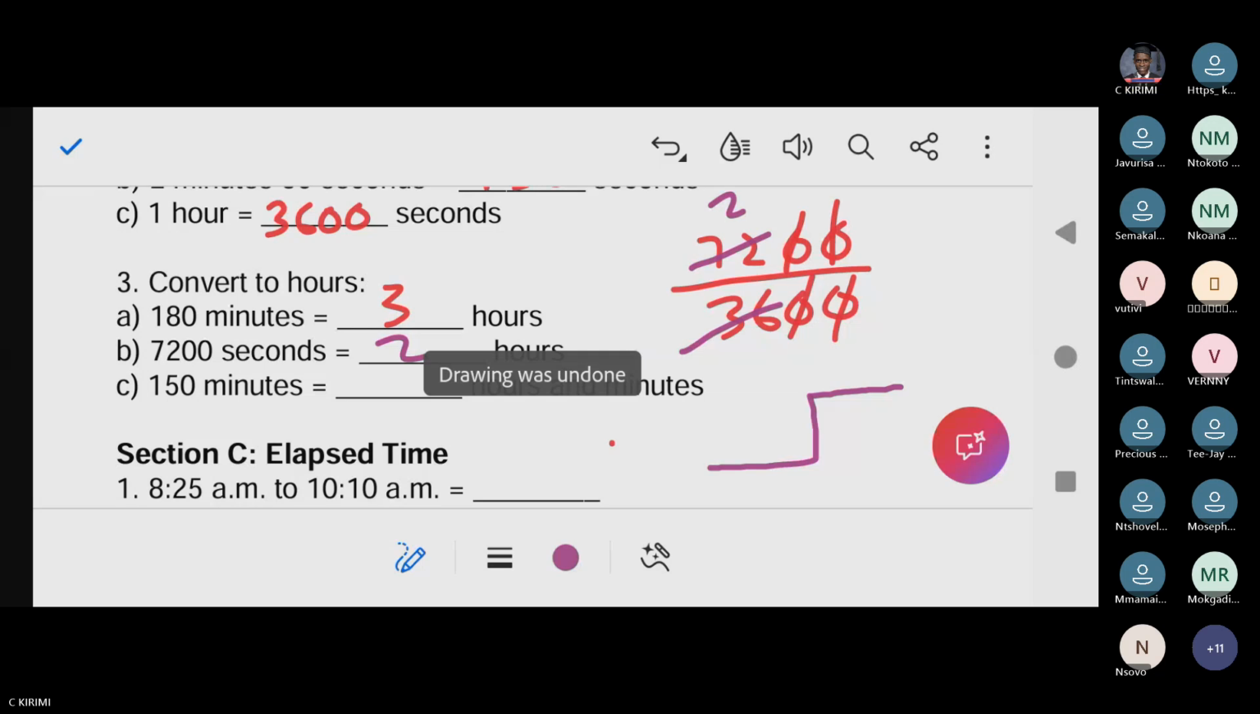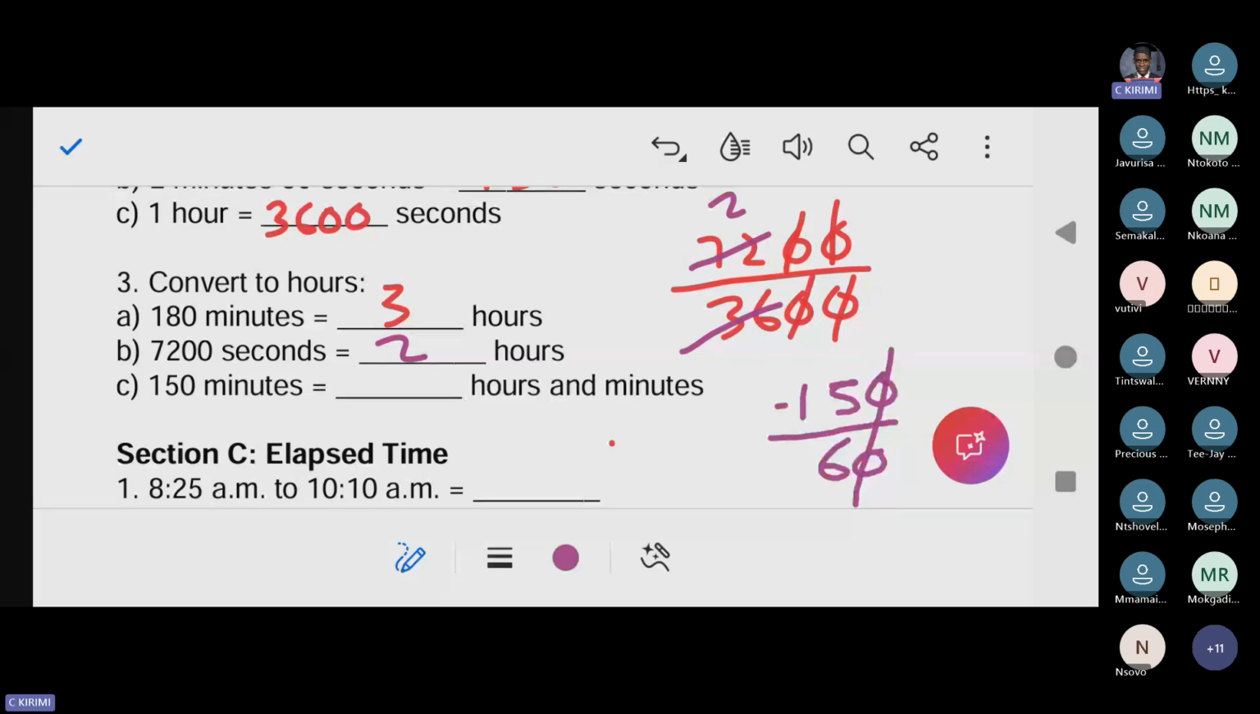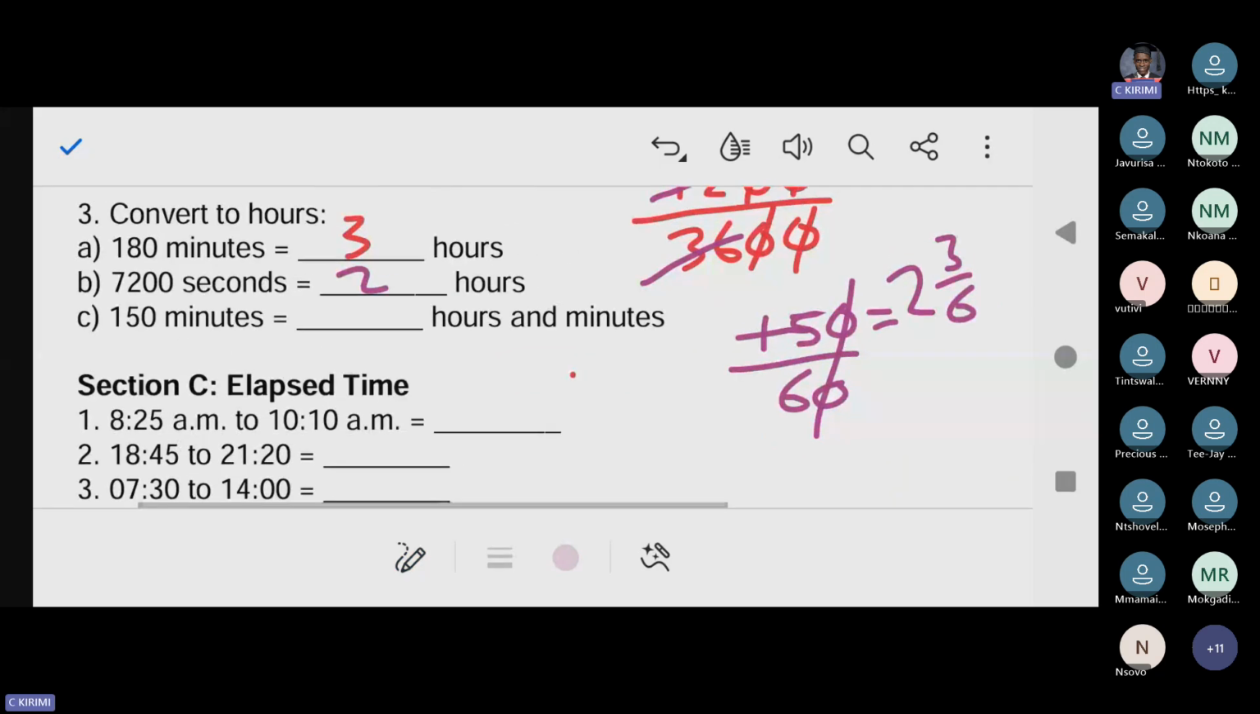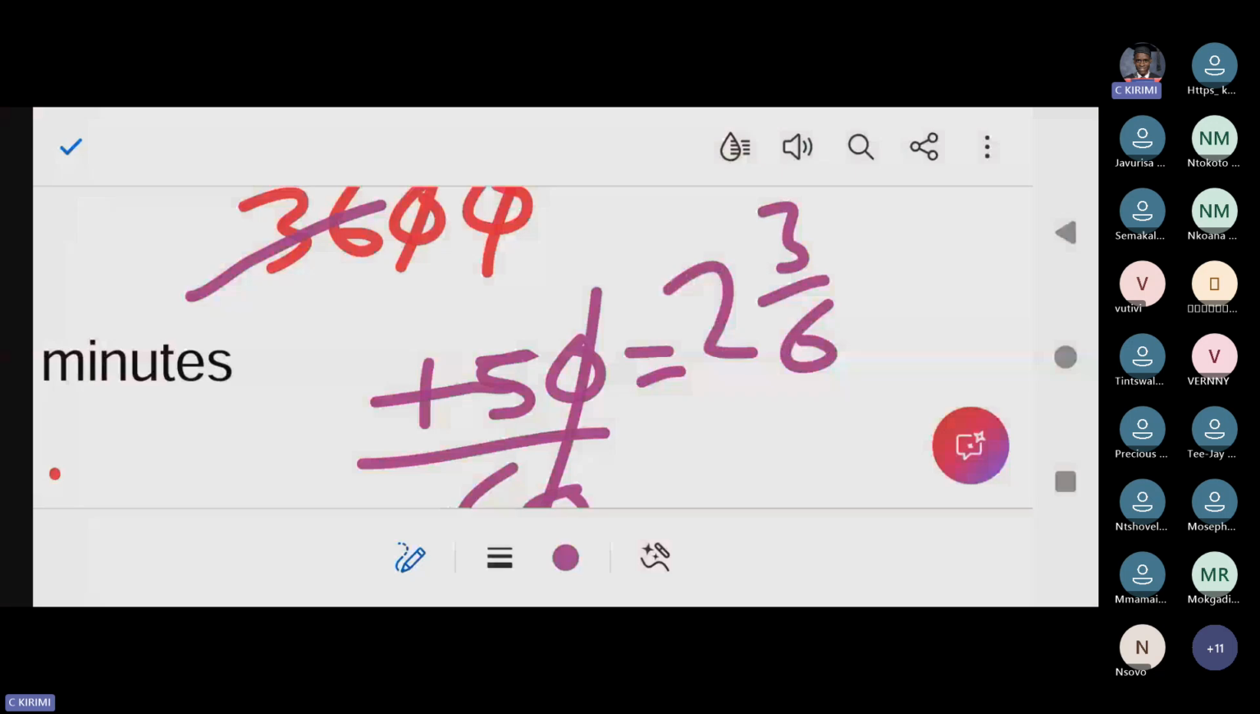So 6 goes into 15 twice. So it's 2, remainder 3/6. So 3/6, if it's simplified, you divide both the numerator and the denominator by 3. That's how you simplify the fraction. You divide both the numerator and the denominator by the highest common factor, which is 3. So the answer there will be 2.5.